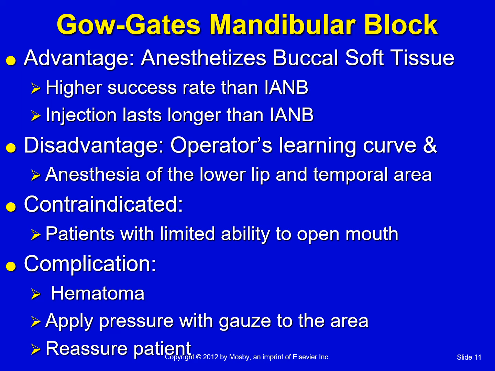So it can come in and around their eye, a patient's eye, which can sometimes be uncomfortable. It does not anesthetize the eye exactly, but it's right around that temporal area, and they can get a little uncomfortable with that. So a contraindication would be, like I said, patients with trismus or with a limited ability to open their mouth. Any complications with this, you can develop a hematoma. If you do that, you're going to apply pressure with gauze to the area and just reassure the patient.